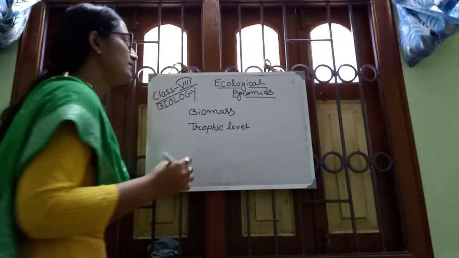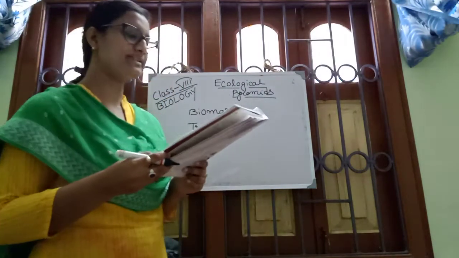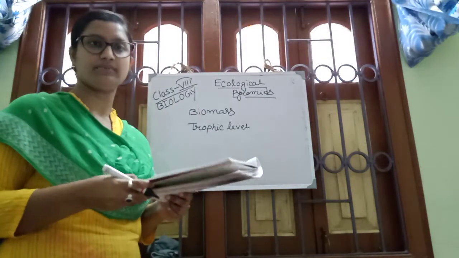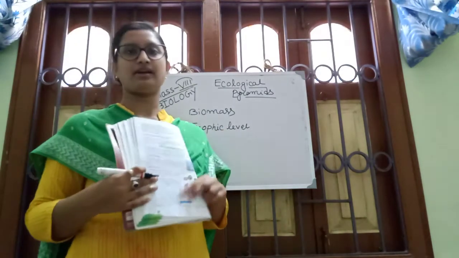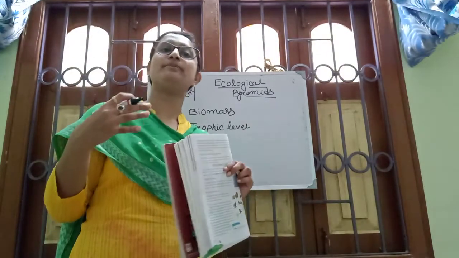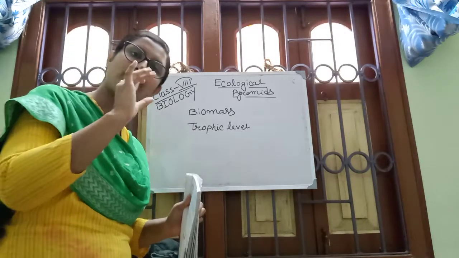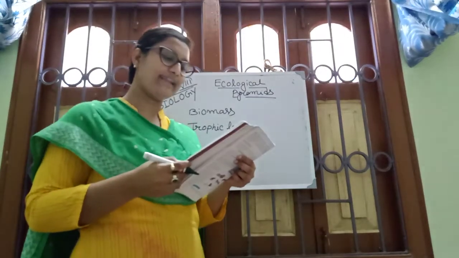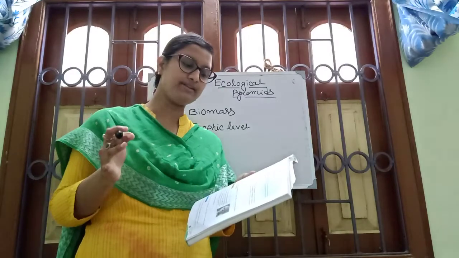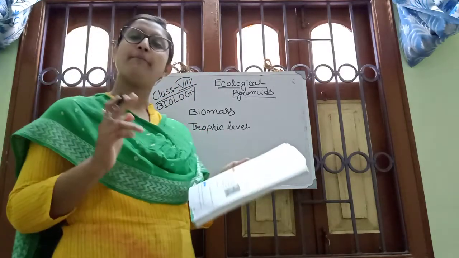Now, ecological pyramids represent the structure of the ecosystem. It is graphically represented how the organisms are present in the ecosystem. That is why it is called an ecological pyramid. And there are three types of ecological pyramids: the pyramid of energy, the pyramid of number, and the pyramid of biomass.